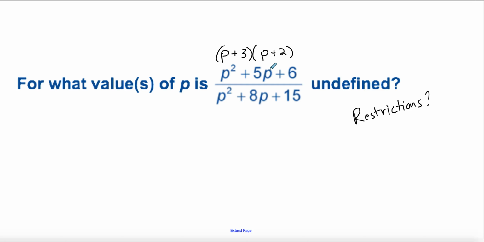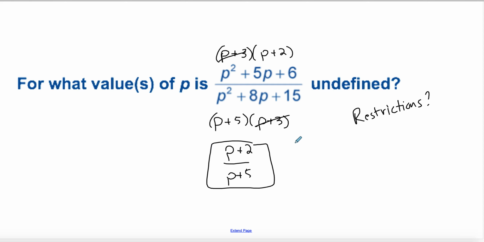Okay, 3 times 2 is 6, 3 plus 2 is 5. The bottom is going to factor to a 5 and a 3. Okay, and then that will cancel with that, so we'll have p plus 2 over p plus 5. That's our solution. If we're looking for restrictions, we're going to have p cannot equal negative 5 or negative 3.